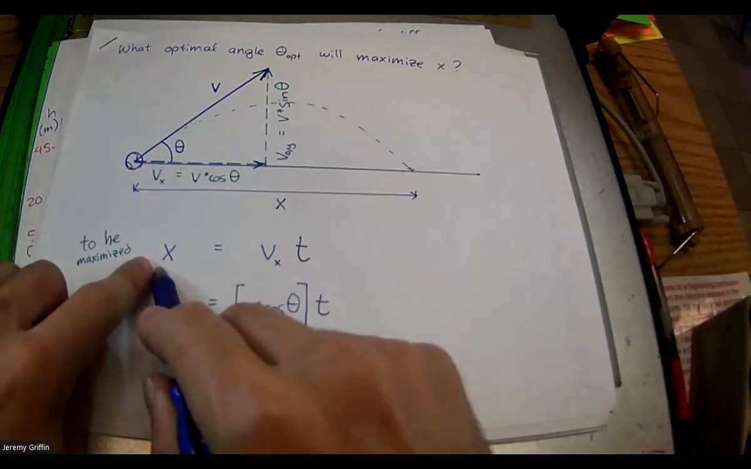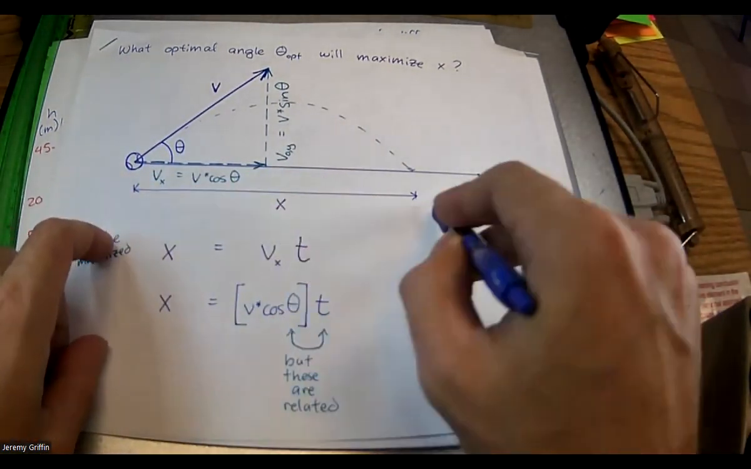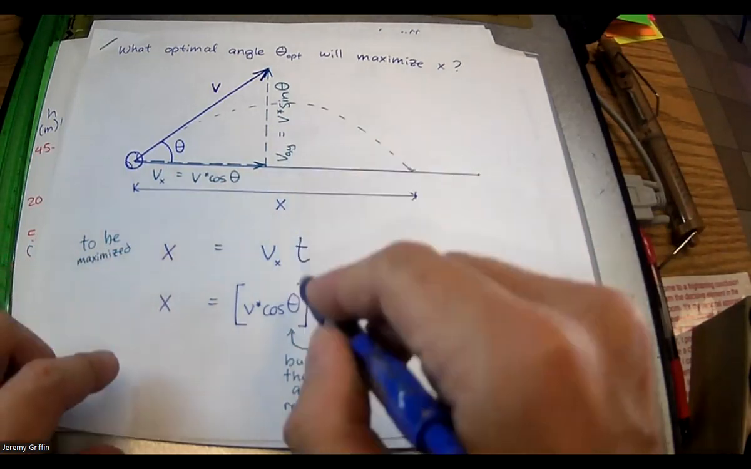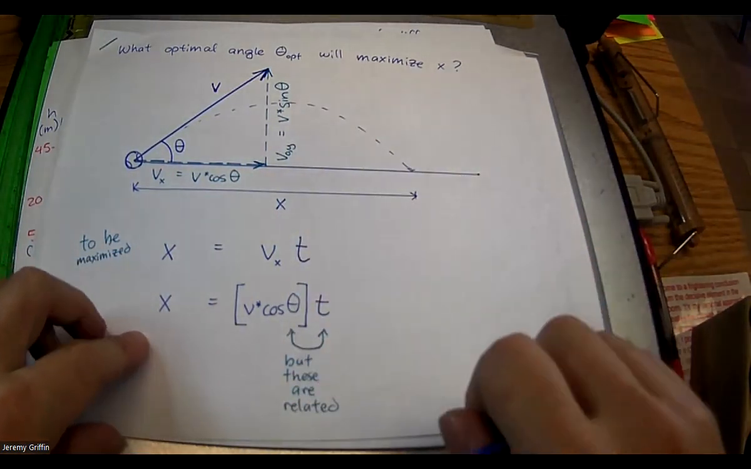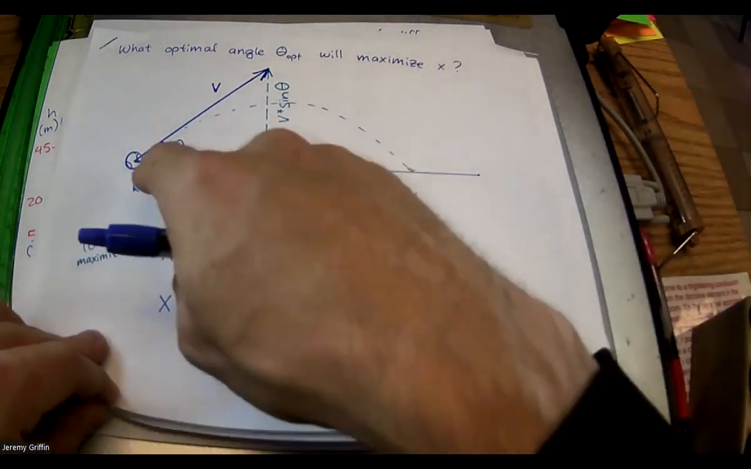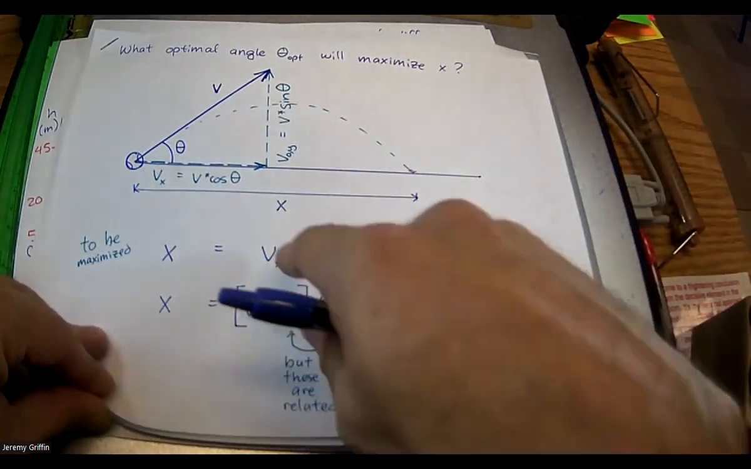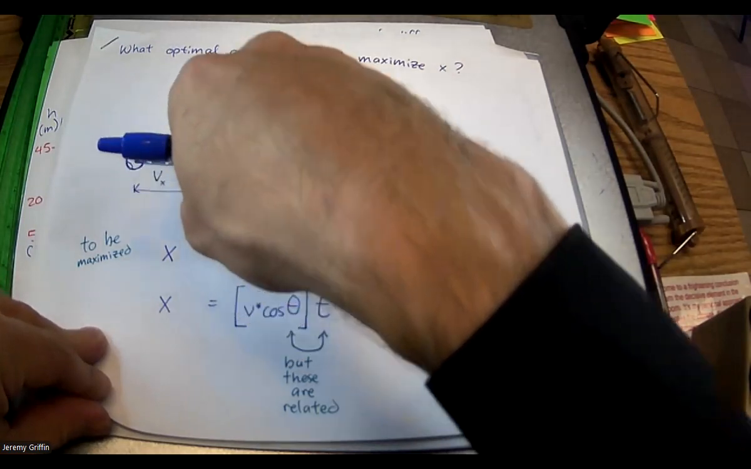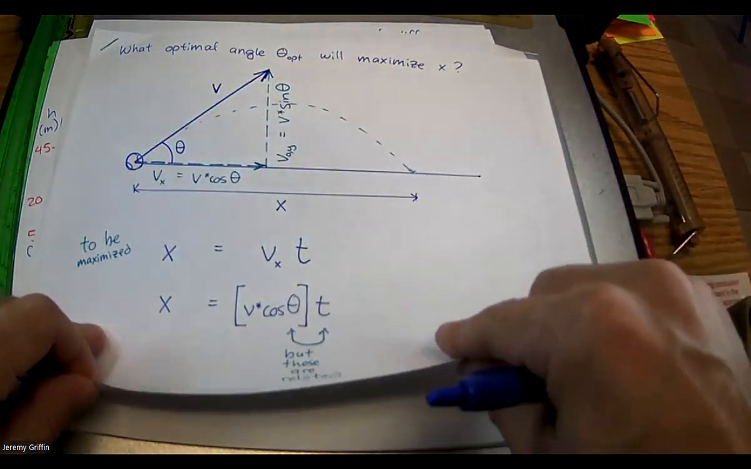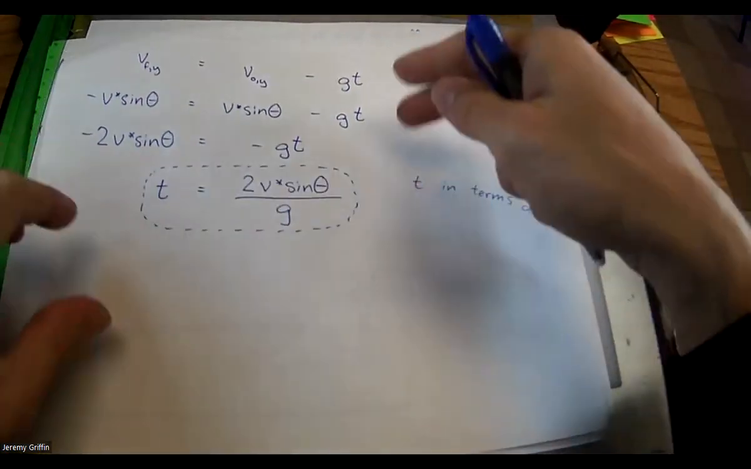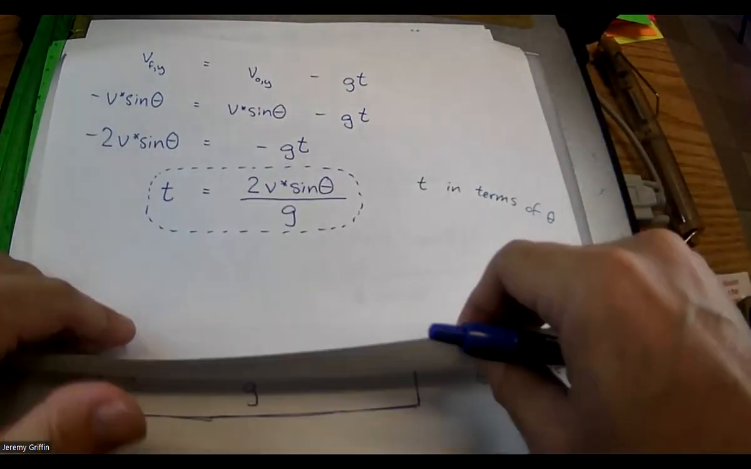x equals the horizontal component of velocity times time. The horizontal component of velocity, isn't that v times cosine theta? Then you take the time. Now the time in the air would also be related to theta, because shallow angles mean not very much time, and steeper angles mean it's in the air for longer. So you need to get time in terms of the angle, which you can do this way. This is one way to do it, not the only way.